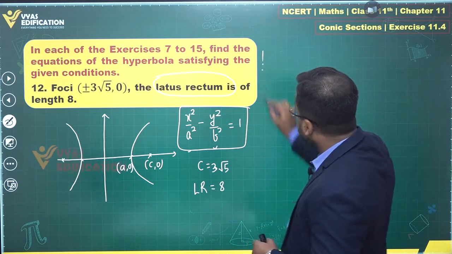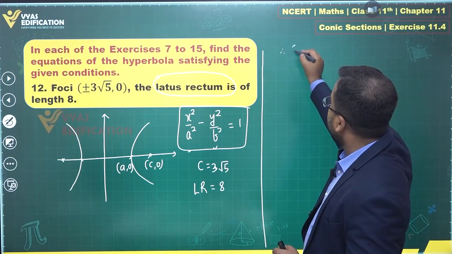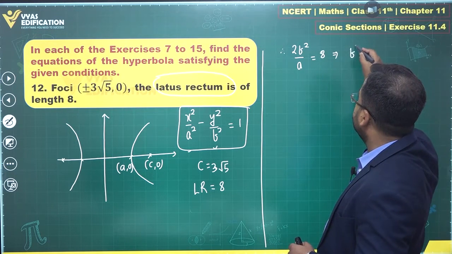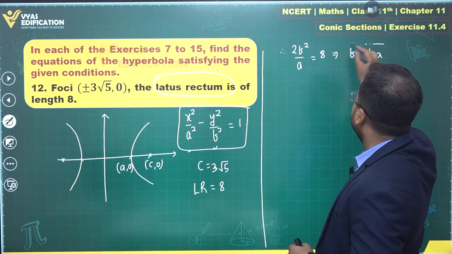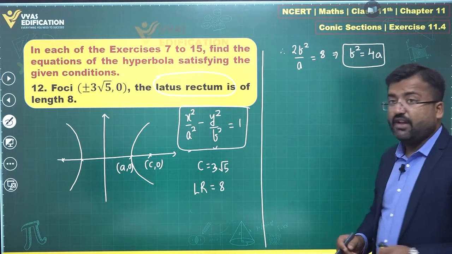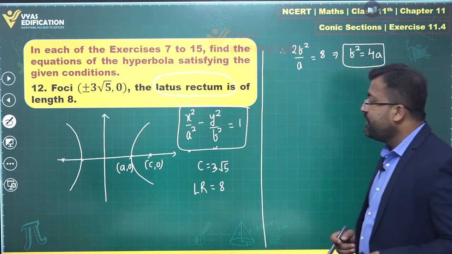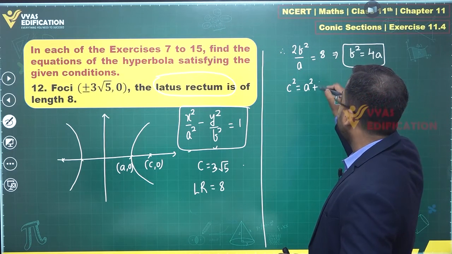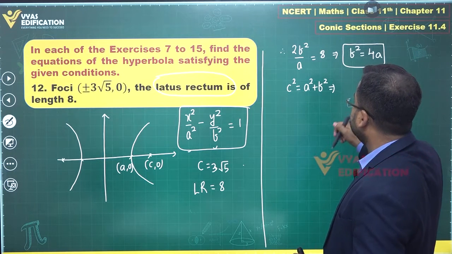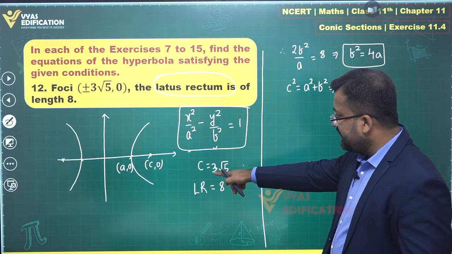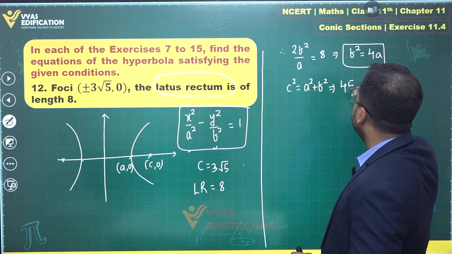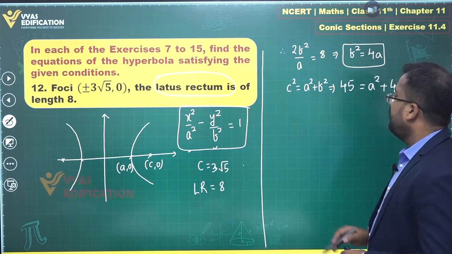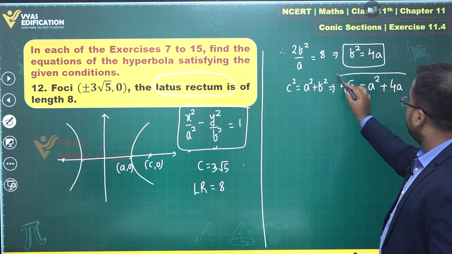Okay. So latus rectum equals 8 implies 2B square upon A is equal to 8, or B square is equal to 4A. This is one thing that we identify. One relation between A and B is this. What else? From C square is equal to A square plus B square implies that C square, what is this? 9 times 5 is 45, is equal to A square plus B square, which is 4A. Okay. So this is the other equation.